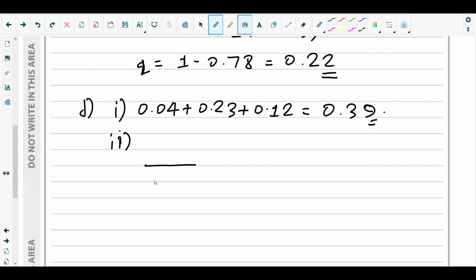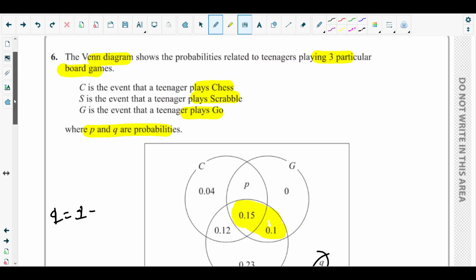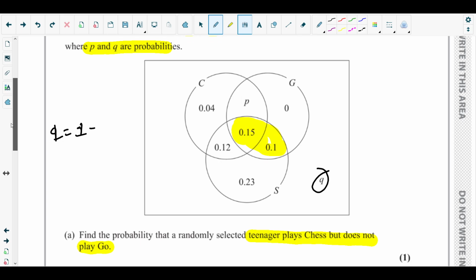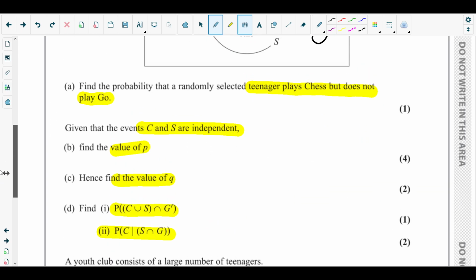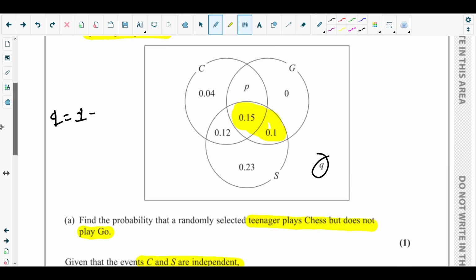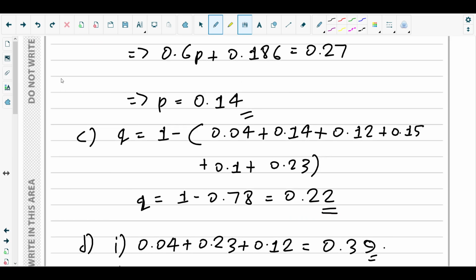C given S intersection G. This is the probability of S intersection G, and on the numerator it would be the common part of C. So in S intersection G, how much part is C? This is only 0.15, right? And S intersection G is what? 0.15 plus 0.1, which is 0.25, right?